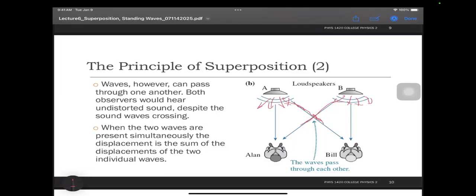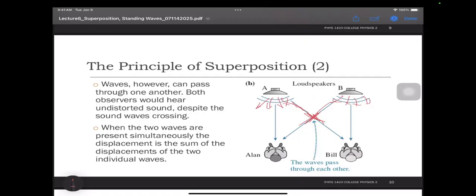Both observers, you can see Alan and Bill, would hear undistorted sound, despite the sound waves crossing. Yeah, you can see the sound waves can cross. The waves can be at the same position here. Does it make sense to you?